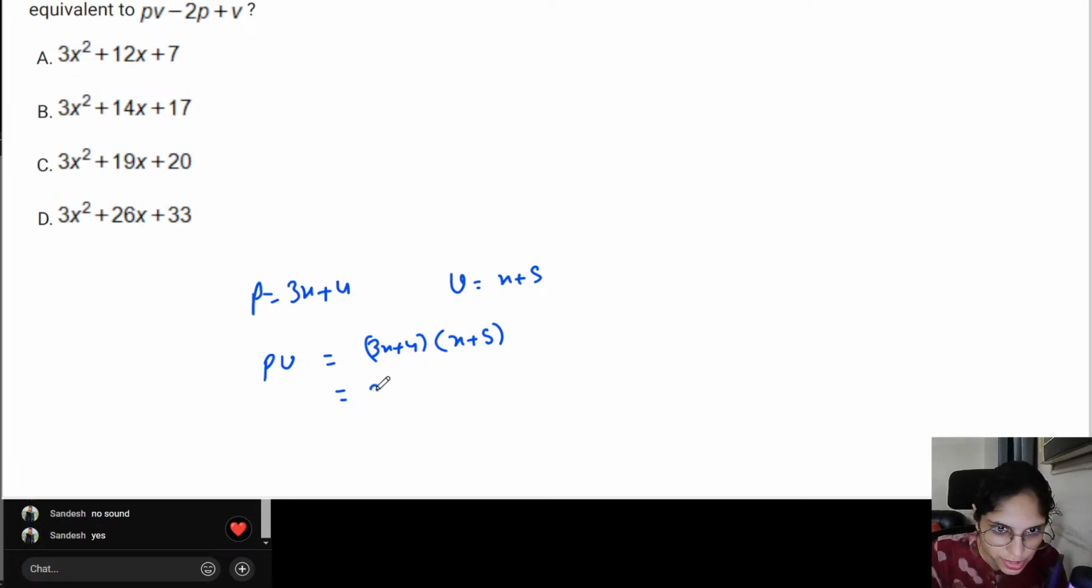FOIL. So 3x squared plus 15x. 3x times 5 plus 4 times x is 4x. 5 times 4 is 20. So 3x squared plus 19x plus 20.